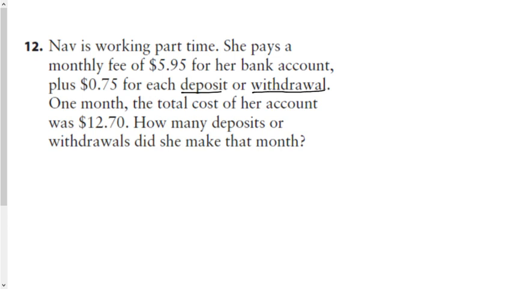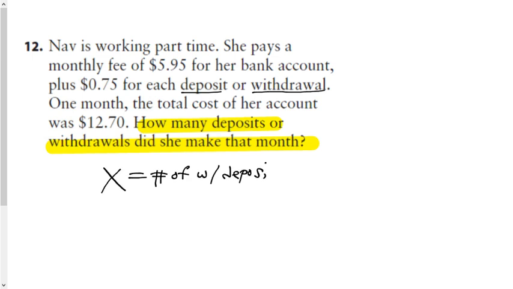So the first thing we know with story problems is we have to define the variable. And since our question says how many deposits or withdrawals did she make, our definition of the variable x will equal the number of withdrawals or deposits, right? How much did each withdrawal or deposit cost, according to the information that we're given?